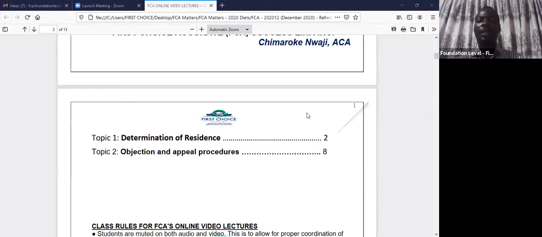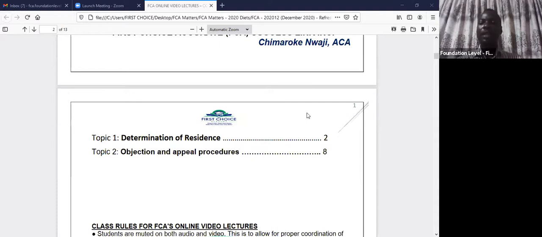We also looked at another criterion: if that person sojourns, or comes and goes in Nigeria, that means if he is staying in Nigeria for a period of 183 days and more, even though he comes and goes, then he is a resident person.